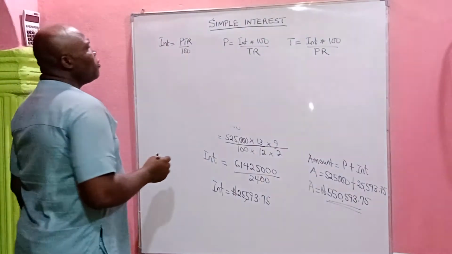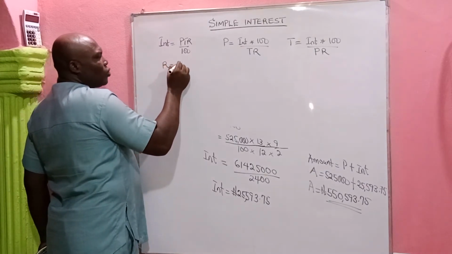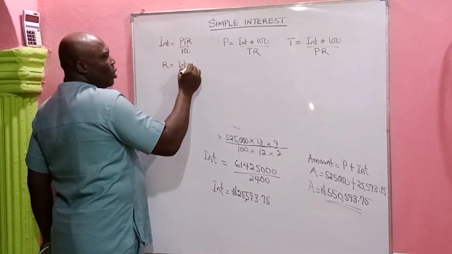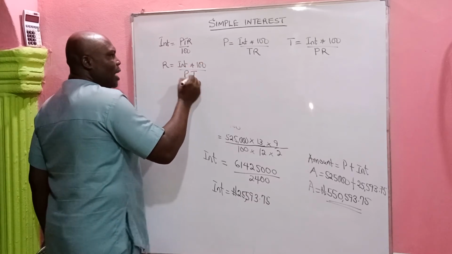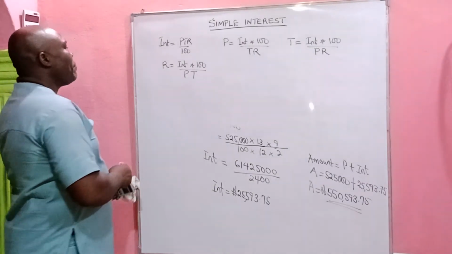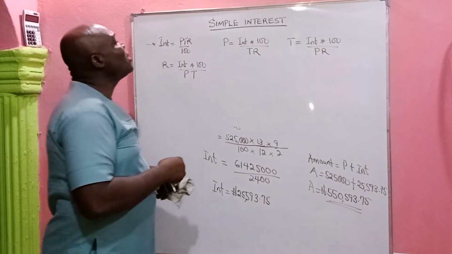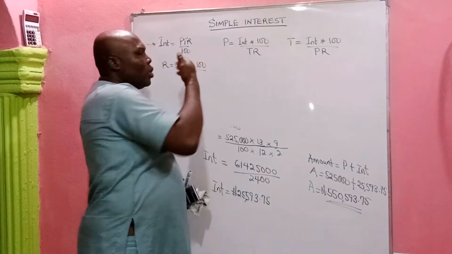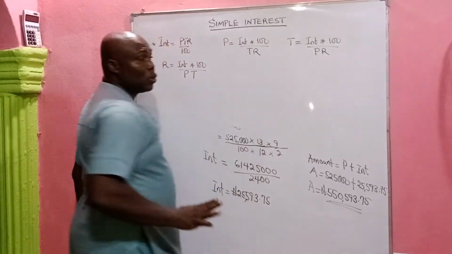And of course, if we want to find the rate, it will be equal to interest times 100 all over principal times time. So whichever one you're asked to find, just understand that apart from just finding the interest, you can also be asked to find the principal or the time or the rate by changing the subject of the formula. So that is that.